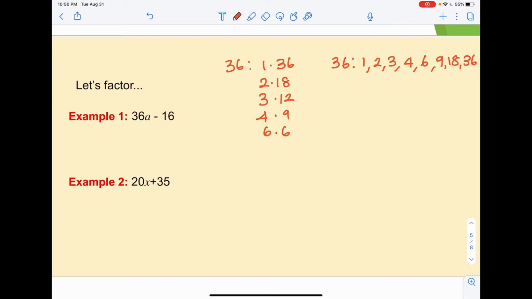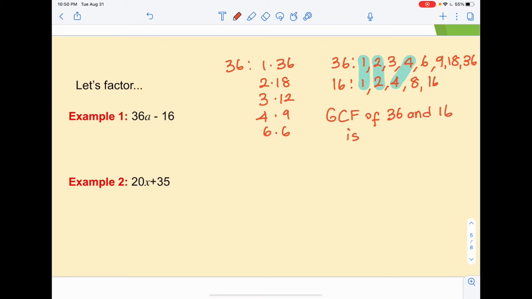If I do the same thing to 16, the factors of 16 will be 1, 2, 4, 8, and 16. Let's look at common factors. We have 1, we have 2, we have 4, and I don't see any other factor they have in common. The greatest common factor then for 36 and 16 is 4.